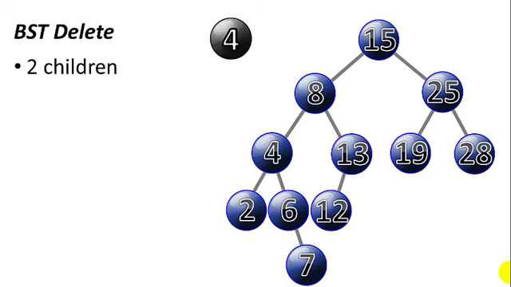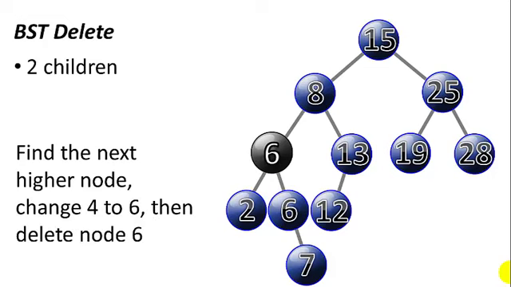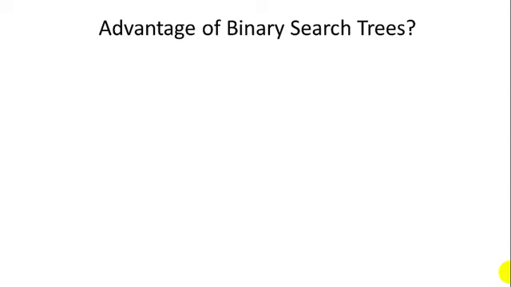In the last case, let's say we want to delete a node that has 2 children, in this case node 4. So 4 has a left child and a right child. So first we're going to find the next higher node, which is 6. We change the 4 to a 6, and then we can delete node 6. And since the delete operation is done recursively, the 7 basically takes 6's place, and the 6 is gone.